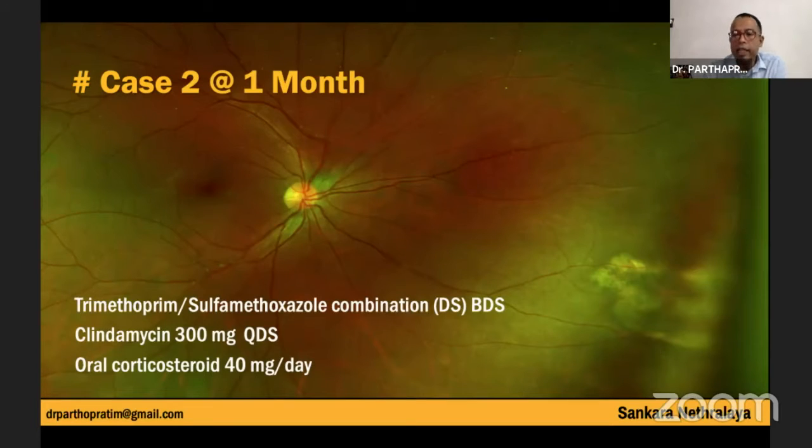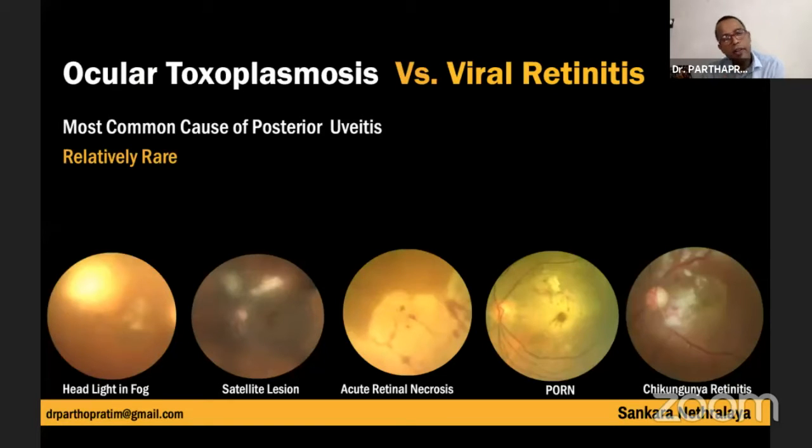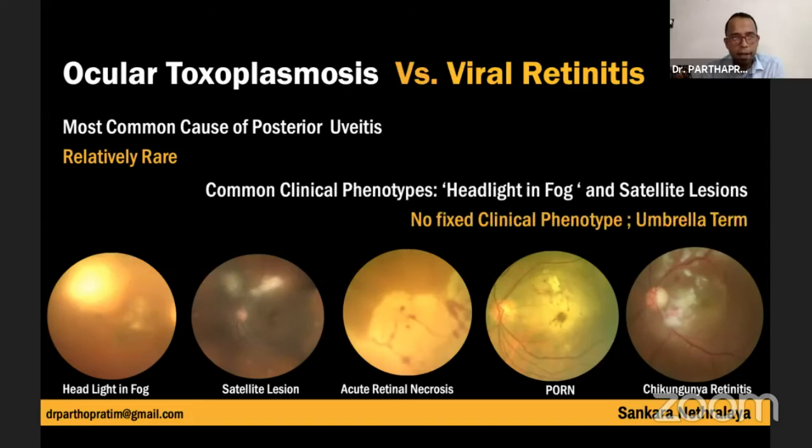The lesion healed completely. So coming to ocular toxoplasma and viral retinitis, ocular toxoplasma remains the most common cause of posterior uveitis, whereas viral retinitis is relatively rare but can be seen in our day-to-day clinical practice.